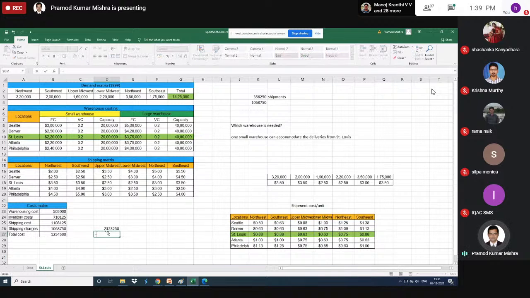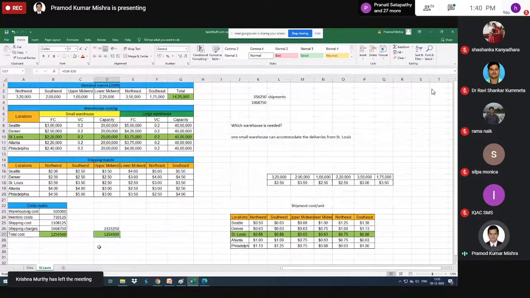Then what you are charging to the customers is this one. Then what is the net you are spending? This minus shipping charges. You are spending 12,54,500 as your total cost, right? So this is one way of calculating this cost.